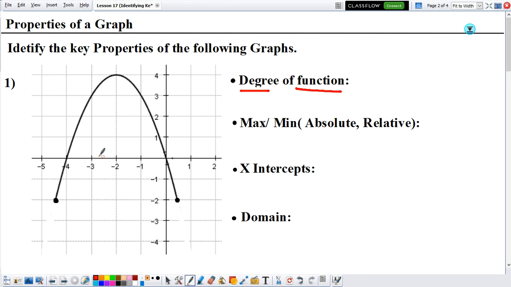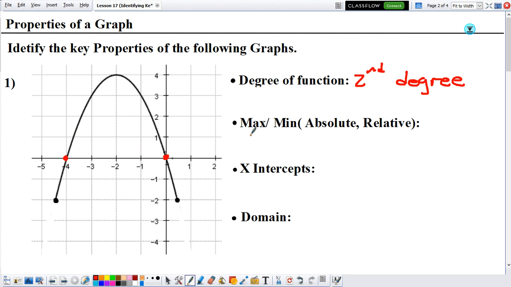Remember, your solutions are on the x-axis. So I see that I have one solution here. I see that I have another solution here. I have two solutions. So what does that mean? That means that my degree of a function is second degree, because I have two solutions here. So that was pretty straightforward.